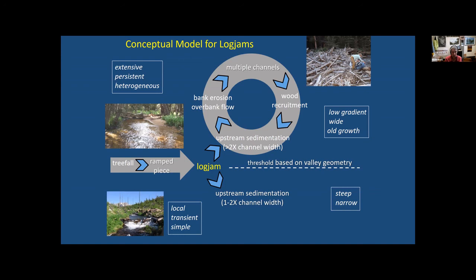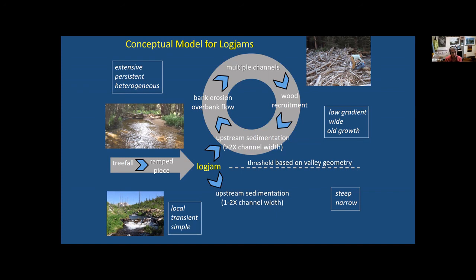The backwater extends farther upstream because it's a lower gradient channel. And there's less lateral confinement of the channel, so you're more likely to have either bank erosion or overbank flow where there's an obstacle to flow, such as a channel spanning logjam. That overbank flow or bank erosion can initiate multiple channels, secondary channels that branch from the main channel and rejoin downstream. Each of those channels can have bank recruitment or tree fall into them, so you get more logjams formed, and you end up with this spatially extensive scenario that occurs across the entire floodplain. It's a very heterogeneous environment, and it's persistent.